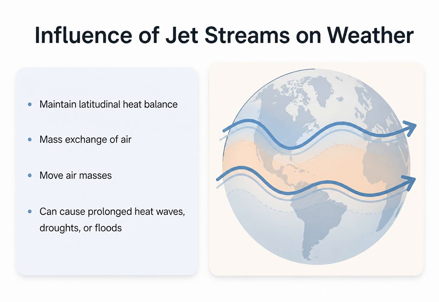Zooming out, how do jet streams impact global weather? Primarily, they help maintain the Earth's latitudinal heat balance by facilitating a massive exchange of air between the equator and the poles. By steering massive air masses, their movements, or lack thereof, can lead to extreme weather events, including prolonged heat waves, severe droughts, or devastating floods.